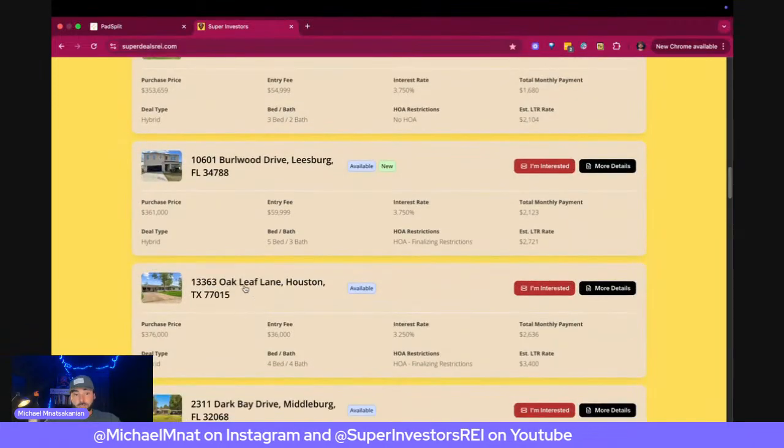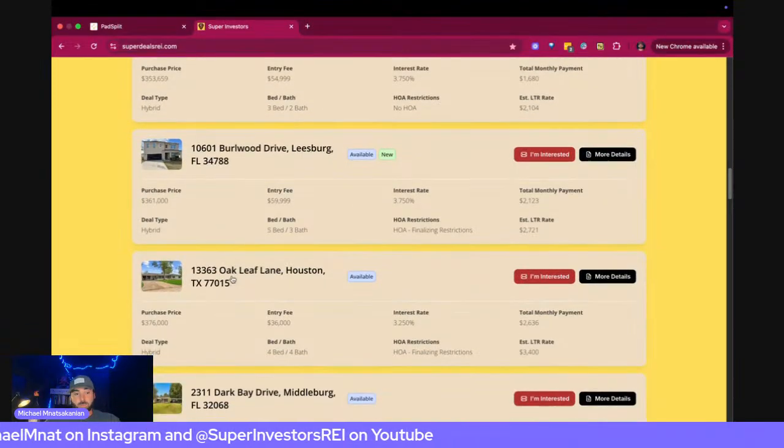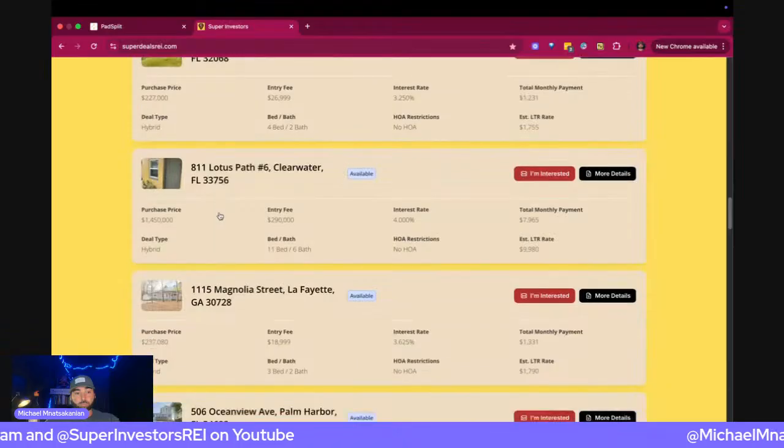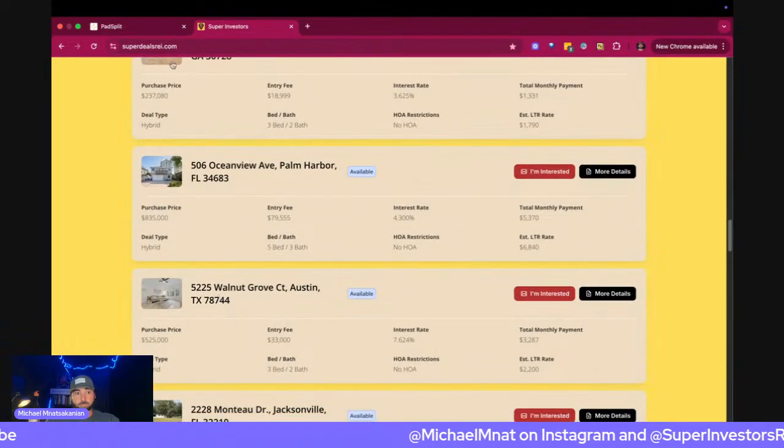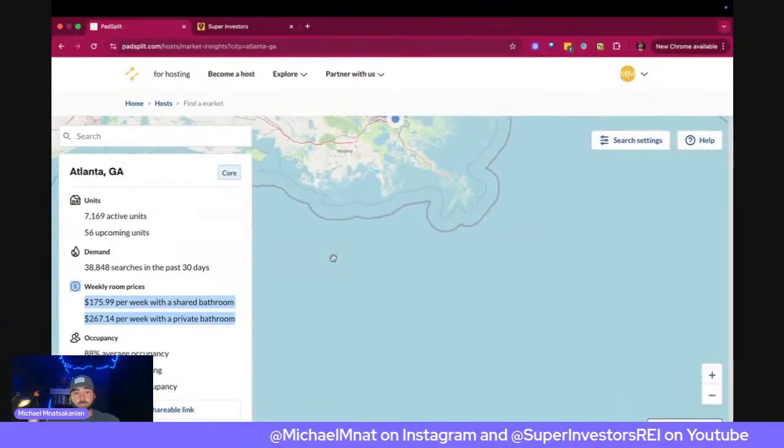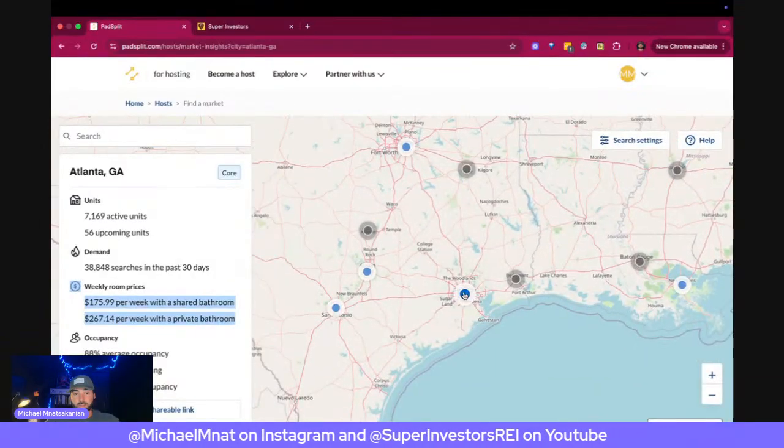There's a Houston one, 4-bed, 4-bath, nice size. So this might be the one we play with. Austin's pretty good. Let's see. If we go to PadSplit and see which one's got some really good data. So Houston.